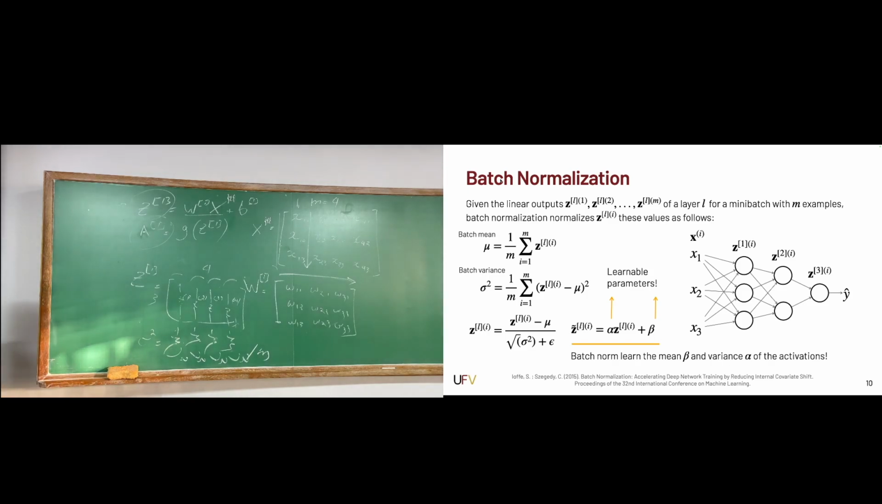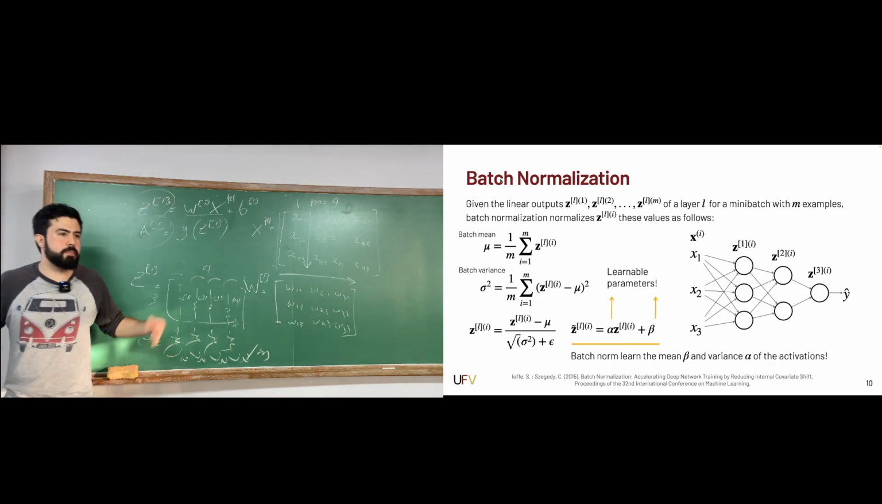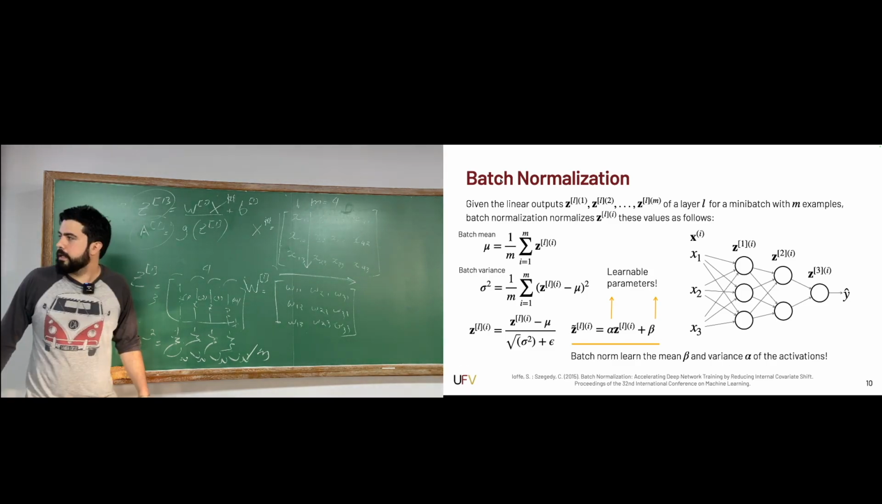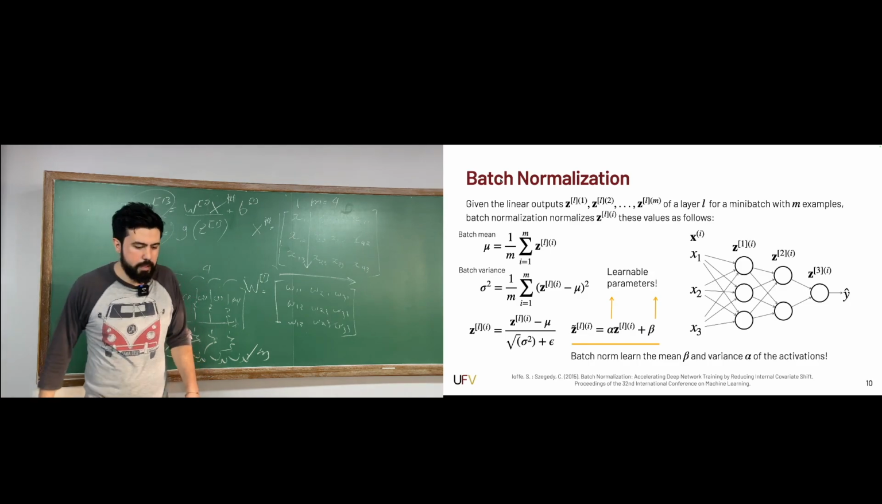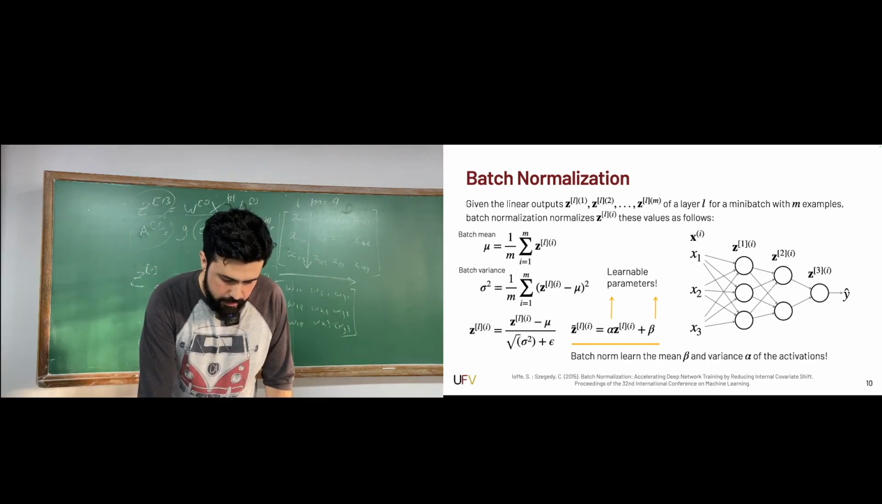And then the third formula is, for each of these vectors, we're going to subtract the mean, divide by the square root of sigma, and then sum epsilon. And here's the element-wise division, right? Okay.